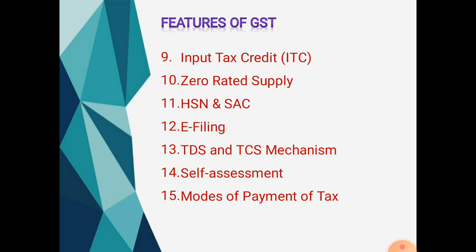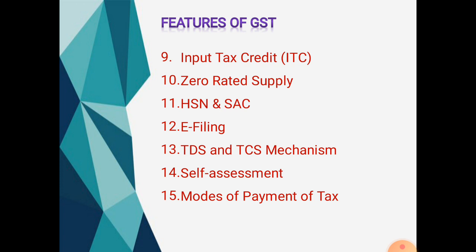Next, TDS and TCS mechanism. Tax deduction at source is applicable to government departments, local authorities and government agencies at 2% if total value exceeds 2.5 lakhs. Tax collection at source is applicable to e-commerce operators at 1% of net value of taxable supplies.